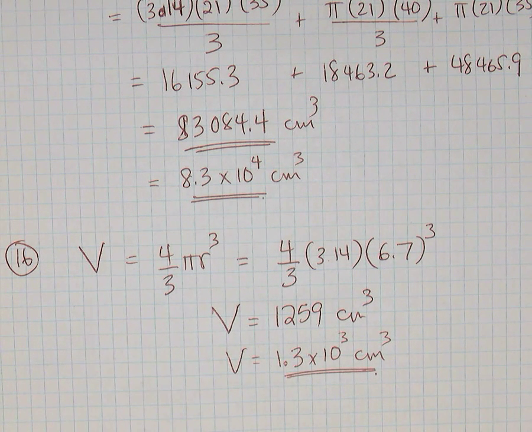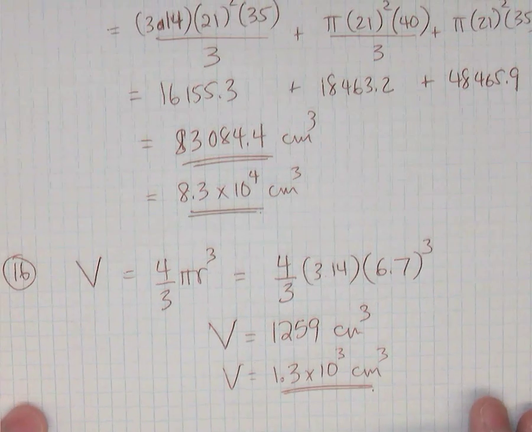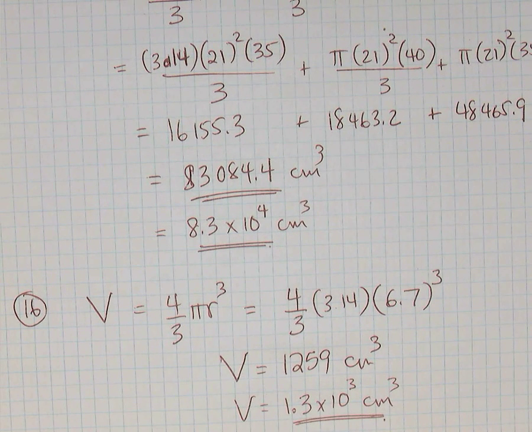Now, if you have 1.2 times 10 to the 3, that's fine, okay? I just rounded off slightly differently than I did. Alright, so there's some more examples of volume problems.